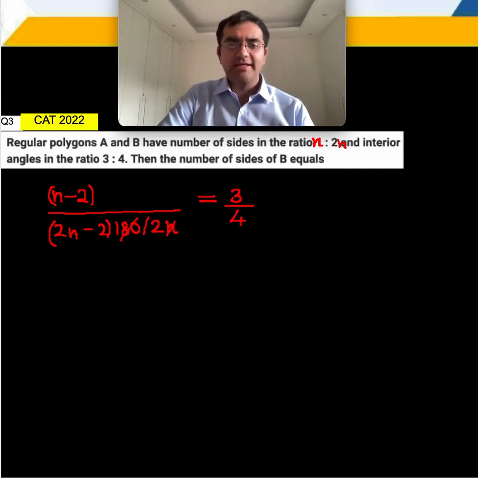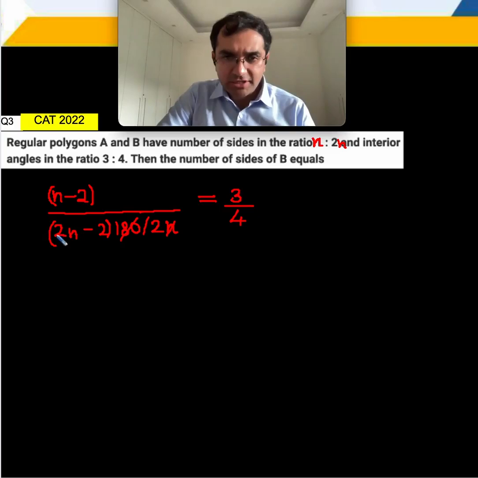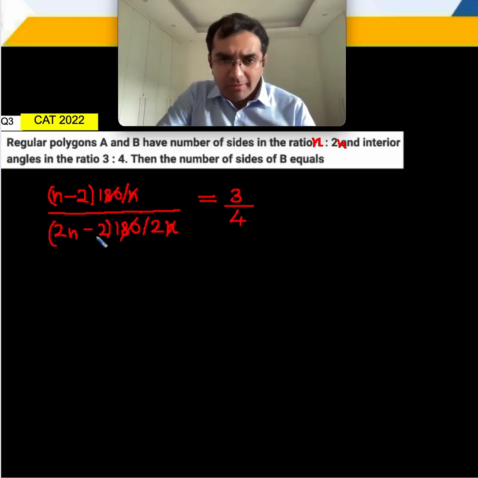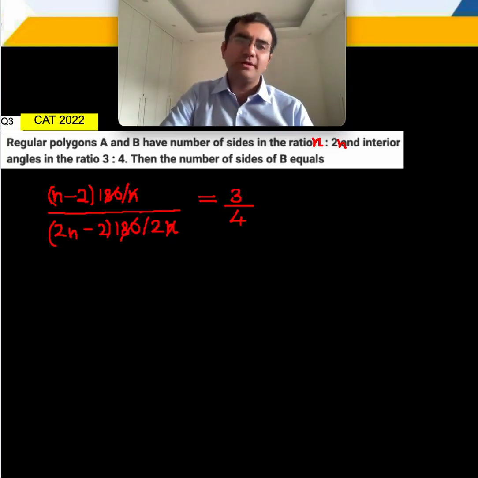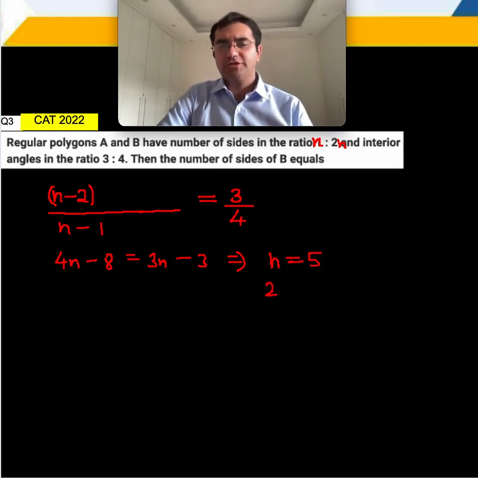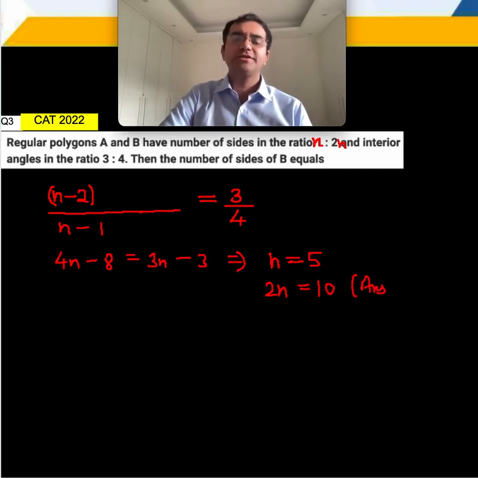180 कैंसिल, n कैंसिल. यहाँ नीचे क्या बचा ये देखो, नीचे बचा 2n-2 upon 2 which becomes n-1. ठीक है. सो नीचे n-1 लिख देंगे, क्रॉस मल्टीप्लाई. 4n-8 is 3n-1. सो देयरफॉर आपका n का वैल्यू 5 हो जाएगा. n is equal to 5. Number of sides of B which is 2n becomes 10. So 10 is the right answer for question number 3.